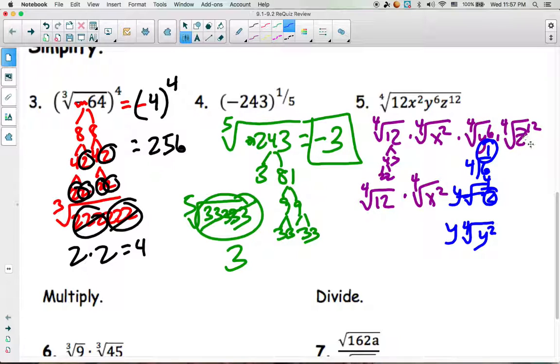For the fourth root of z to the 12th, if you take 12 and divide it by 4, you get 3. So there's no remainder here. So there'll be no radical at all. The z will come outside, and it'll be to the third power.